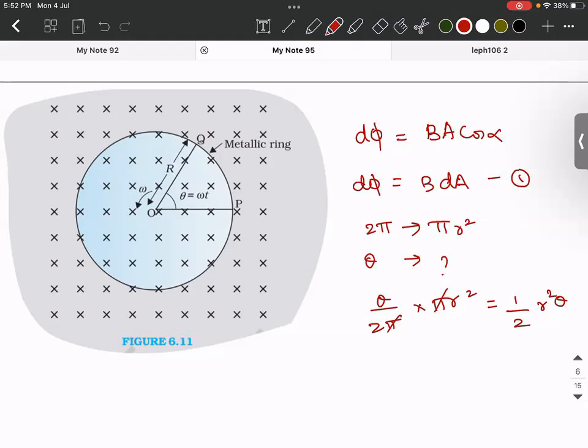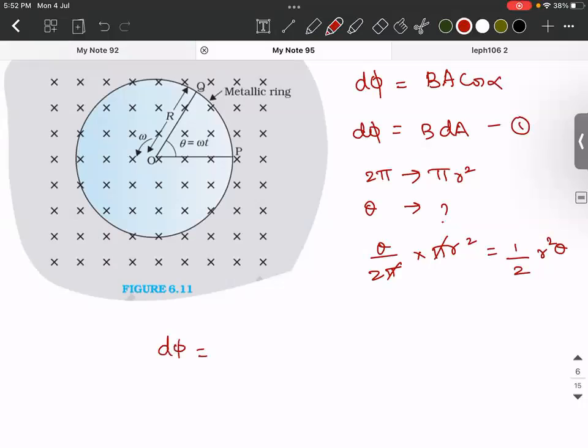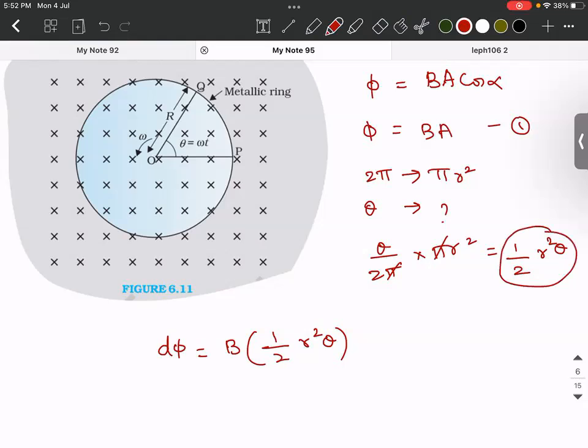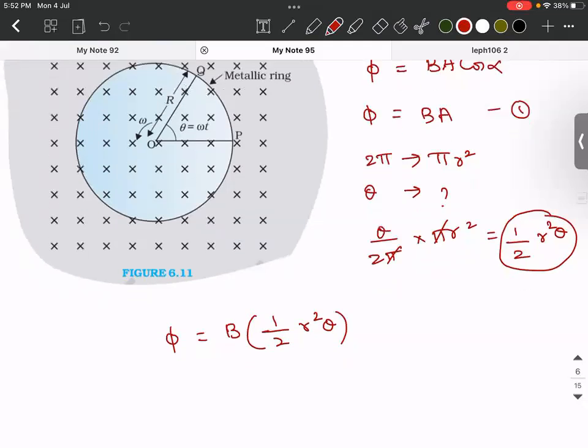Okay. So what is the value of d phi, guys? D into 1 by 2 into r square into theta. One small correction, I made a mistake. It is not d phi, it is phi only because it's a measurable area. I never told theta is very small. Just want to make the correction. It is only B into A, and area is half r square theta. So this will give you phi is equal to B into half into r square into theta. This is clear till this step.